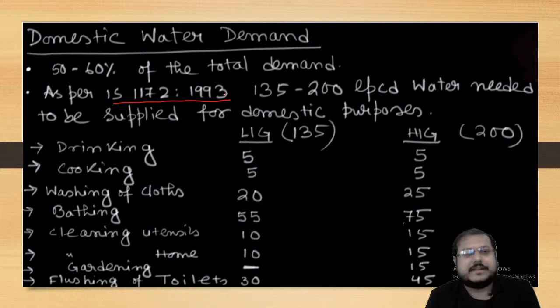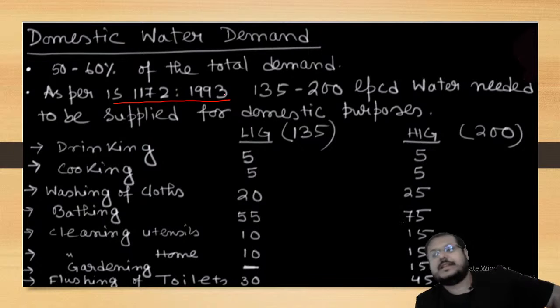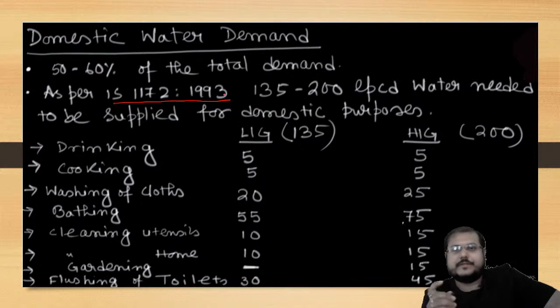Here, different purposes are mentioned: drinking, cooking, washing of clothes, bathing, cleaning of utensils, cleaning home, gardening, and flushing of toilets. For drinking, LIG people get 5 LPCD of water. For HIG people, once again 5 LPCD of water is assigned.